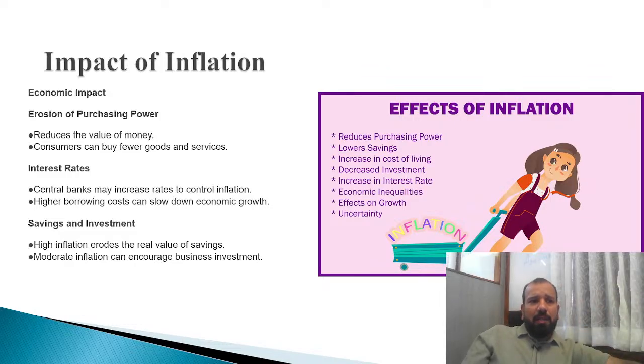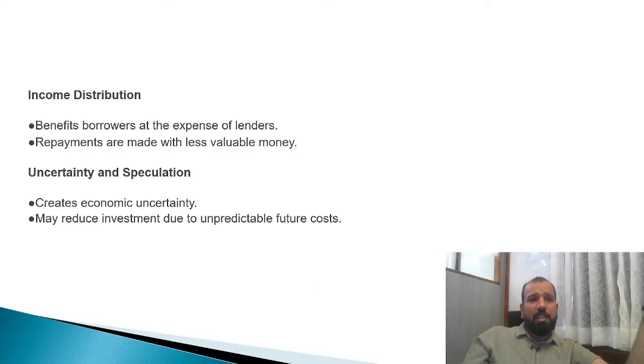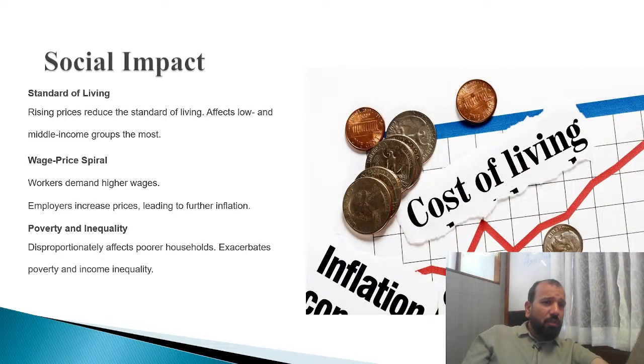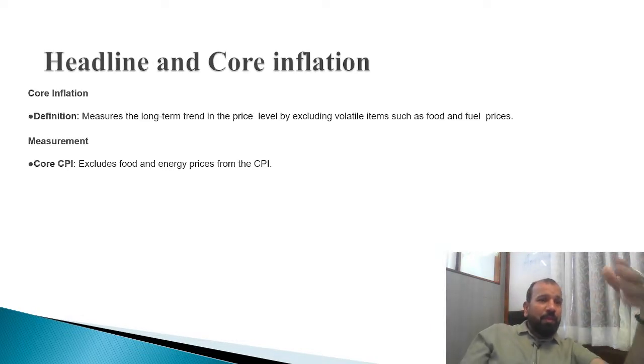This is called the impact of inflation. I think everybody knows the impact on interest rates, erosion of purchasing power. Your purchasing power always decreases, along with savings and investment. This is the social impact of inflation: standard of living sometimes increases or decreases, wage price spiral, poverty, and then inequality. So this is all about headline inflation. What is core inflation? We have discussed that in core inflation, we don't include food and fuel. We are concerned only with non-volatile items. Core CPI excludes food and energy prices from the CPI. You can refer to this, it is very simple.